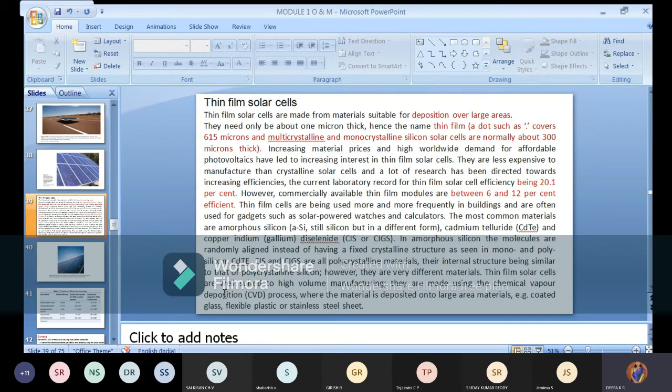The same way here also they are using the chemical vapor deposition process, where the material is deposited on a large area. It means coating. You need to have a panel, right? The panel should be in a position to receive the sunlight, so each and every place it should be coated. For example, coated glass, flexible plastic, or stainless steel sheet. So this is with respect to thin film or amorphous. Mainly amorphous silicon is used. That's what they're called, amorphous silicon solar cells.